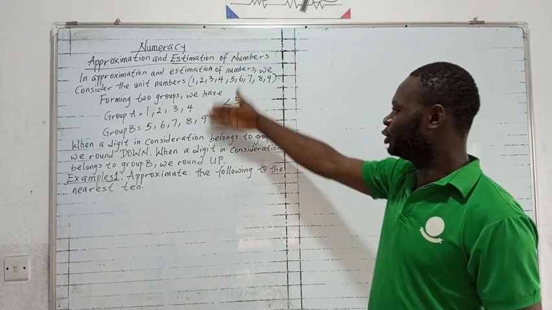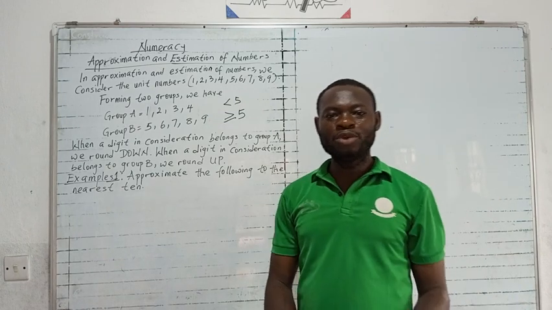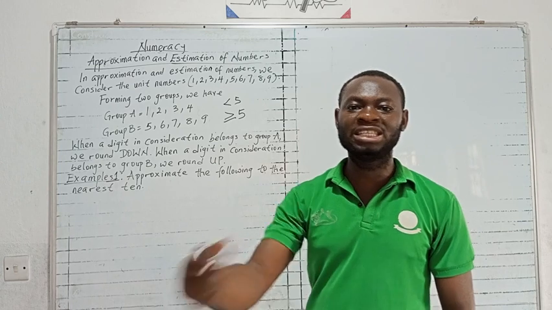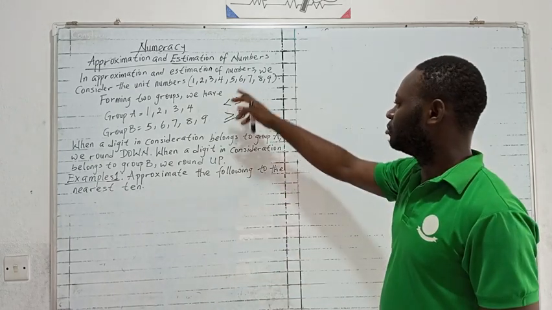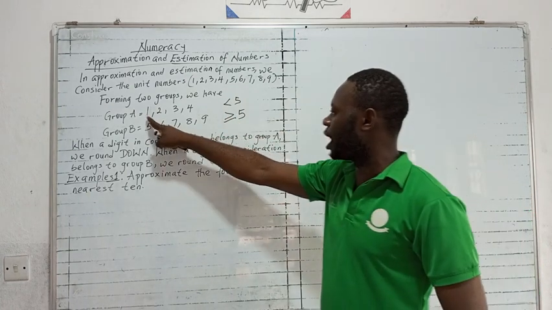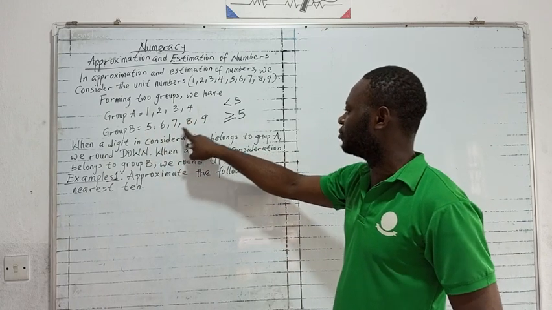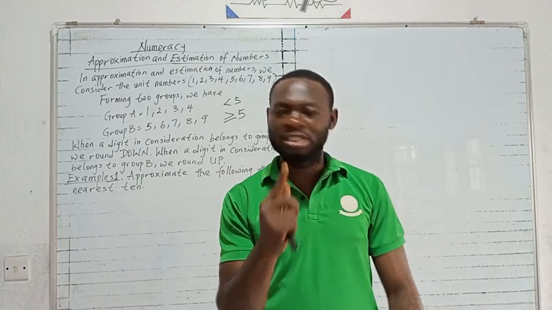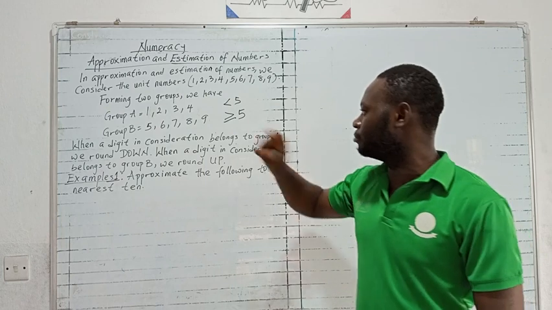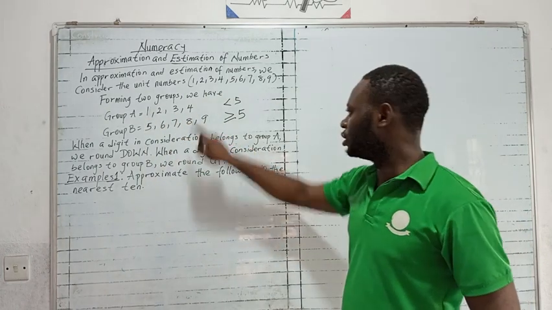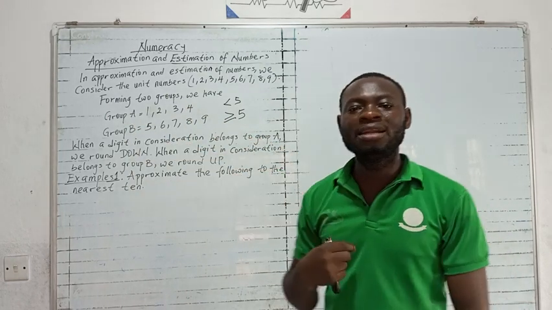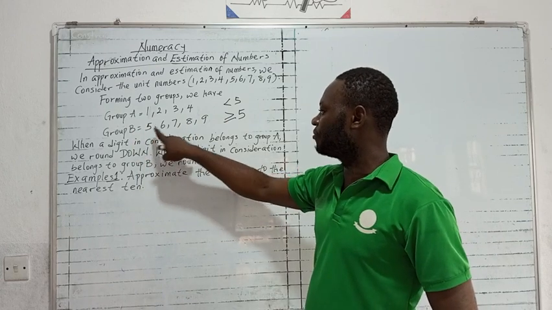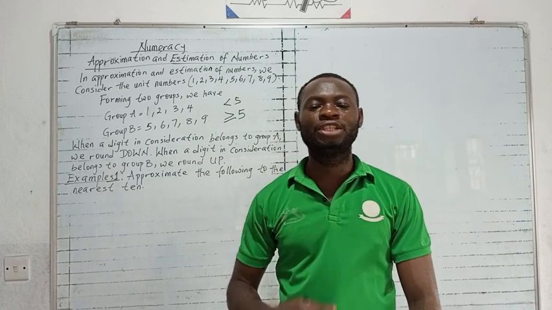Okay? Now, why do we put this into groups? It's because in approximation and estimation of numbers, we are always considering a particular number belonging to a particular place value, depending on the place value we are approximating to or estimating to. Whenever we are rounding, let's say to the nearest tens, and we are considering a digit that belongs to Group A, meaning that the digit in consideration can be 4, 3, 2, or 1, we will then round down. But if the digit in consideration belongs to Group B, meaning that the digit is 5, 6, 7, 8, or 9, then we say we are rounding up.